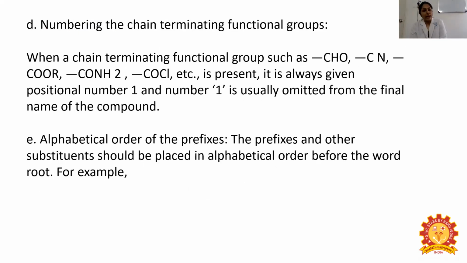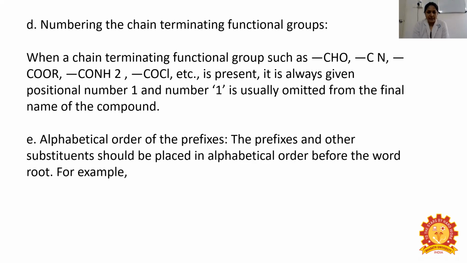Numbering a chain terminating in a functional group. When a chain terminates in a functional group such as aldehyde, cyano (nitrile), ester, carboxyamido, or carboxychloride, that carbon is always given position number 1. The number 1 is usually omitted from the final name of the compound.